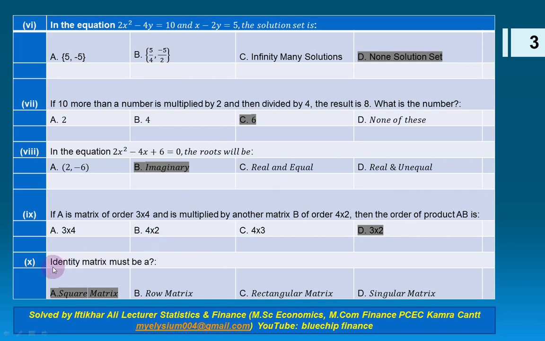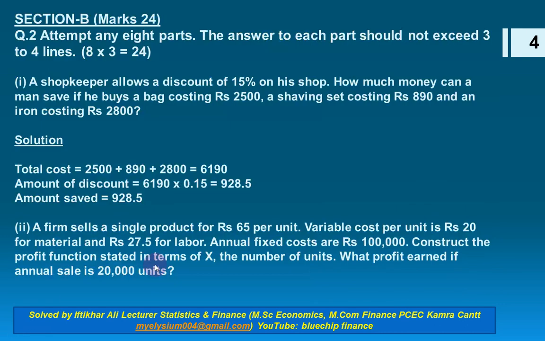Objective 10 is identity matrix must be a square matrix. So these are 10 objective questions with their correct answers. Now we move to the second part of the paper.